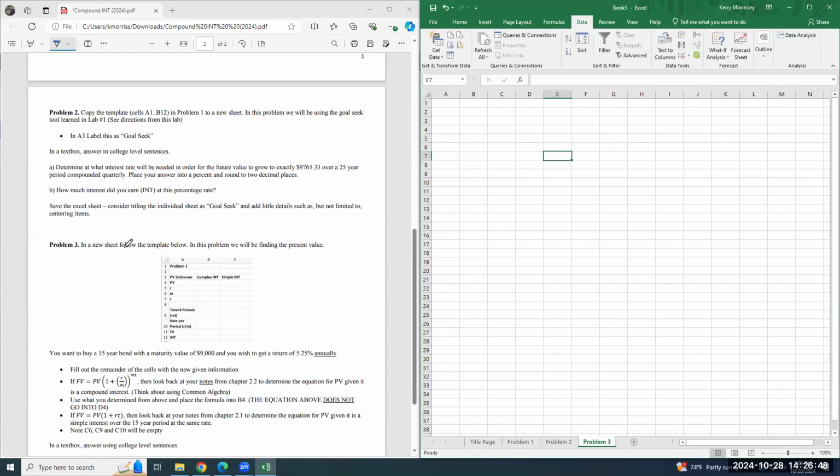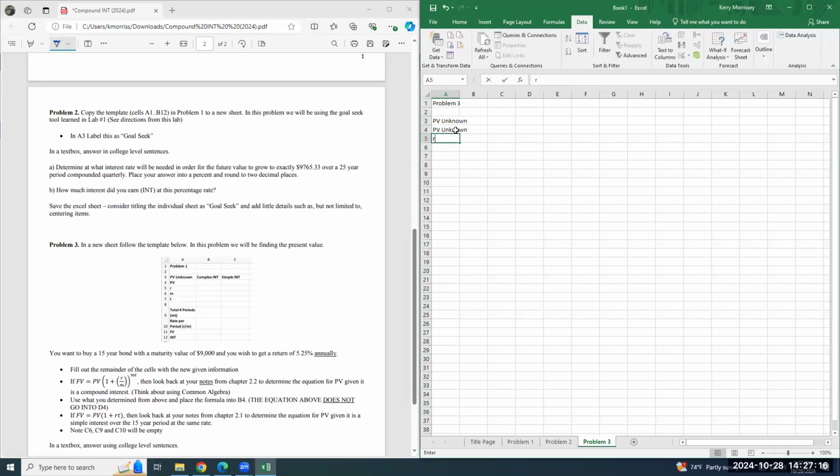So it says, in a new sheet, follow the template below. In this sheet, we'll be finding the present value. So let's go ahead and have this new setup. Instead of problem 1, it should say problem 3. So we have PV unknown. Make sure our spelling is right. There we go. We have PV unknown.